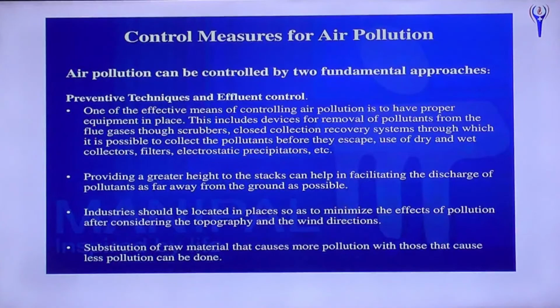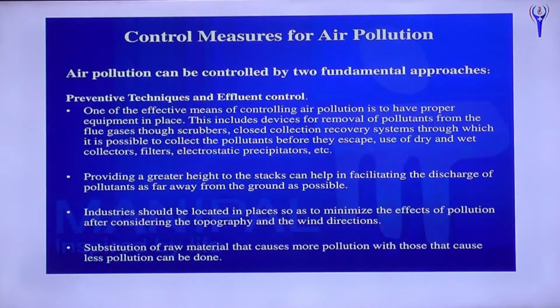How to control these types of air pollution? There are two fundamental approaches. The first, one of the most effective means of controlling it, is to have proper equipment in place. This includes devices for removal of pollutants from the flue gases, such as scrubbers, and closed collection recovery systems through which it is possible to collect the pollutants before their escape.